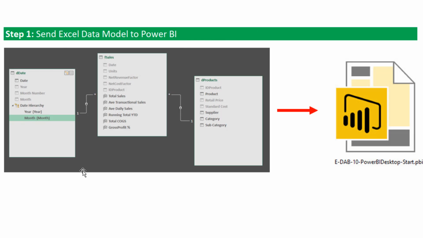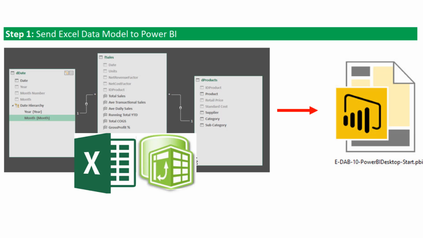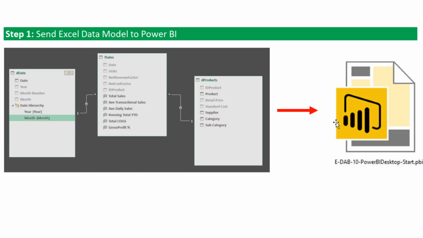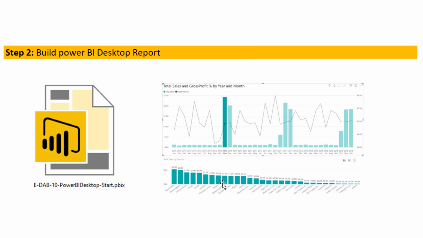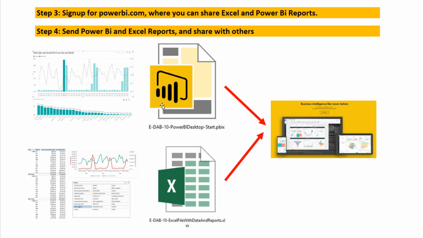What if we have a data model with imported tables, relationships, DAX formulas, and hidden columns already prepared in Excel? What if we could just send it over to Power BI Desktop? No problem. That's easy to do. Then in step two, we'll build our report in Power BI Desktop using that data model we imported from Excel. Then step three and four, we'll actually take both files and publish them to powerbi.com, which will make it easy to share our reports with others.